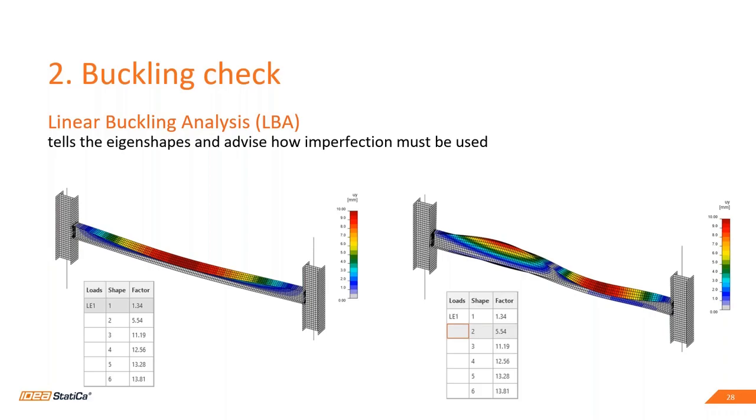Therefore, we will run the linear buckling analysis first, which gives us the first several eigenshapes and corresponding factors. In this example, you can see the first eigenshape on the left and the second eigenshape on the right. You can see that the first shape corresponds to some lateral torsional buckling of the top flange, and the shape is of a 1/2 wave. The second shape is the full wave.